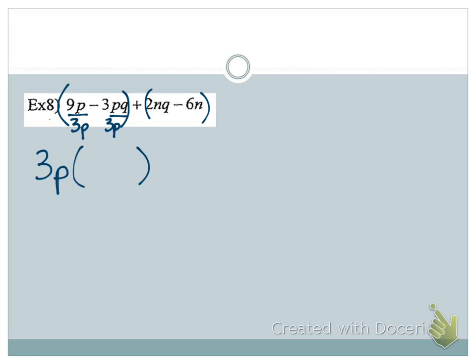Natalie, what's left over if I factor out that 3p? 3 minus 1q. I'm just going to put a q. If you like the 1 in front of your q, that's also okay. So here the p's canceled out totally. We're left with a 3 minus the 3 and the p both canceled out. We're left with the minus q. In the back, I'm going to put a plus.